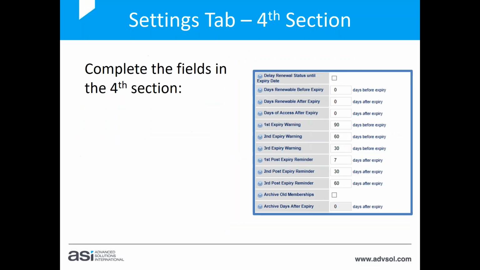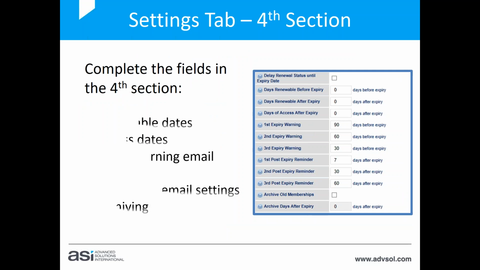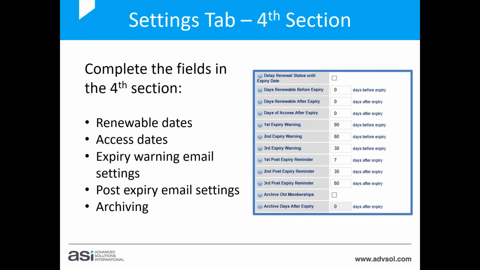The fourth section, the last section of the settings tab, relates to the renewal and expiry processes. These settings allow you to customize renewal dates and expiry emails on each membership type. I'm actually going to explain each of these settings in a bit more detail rather than just fill them in. I'm going to give you some more detail through some diagrams because these settings can sometimes confuse people using the system in terms of how they work for you.